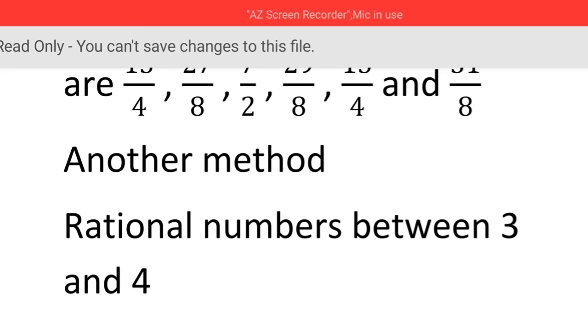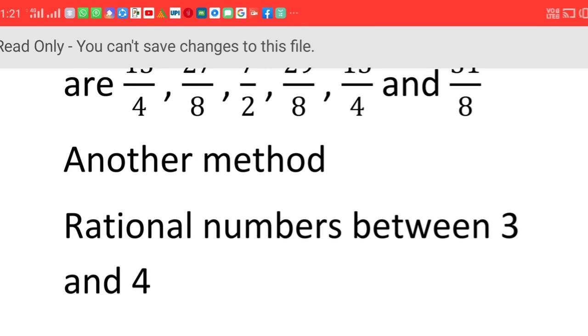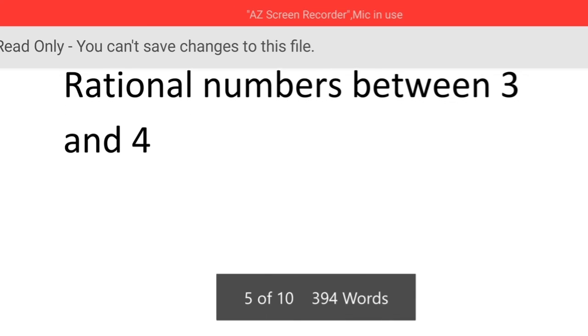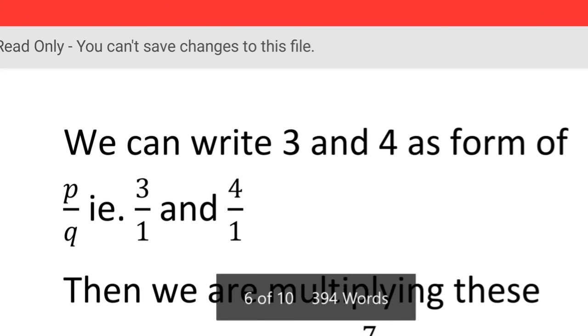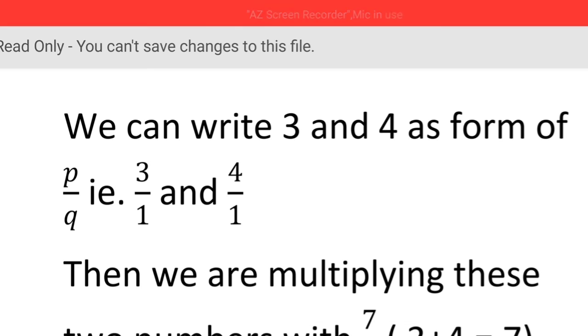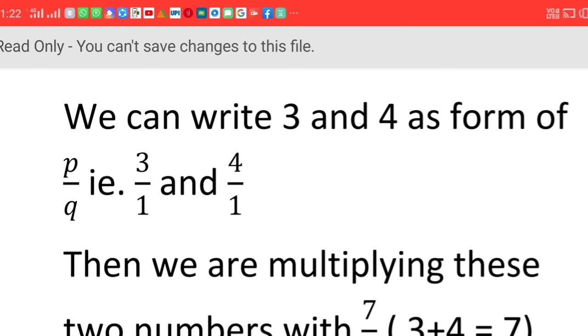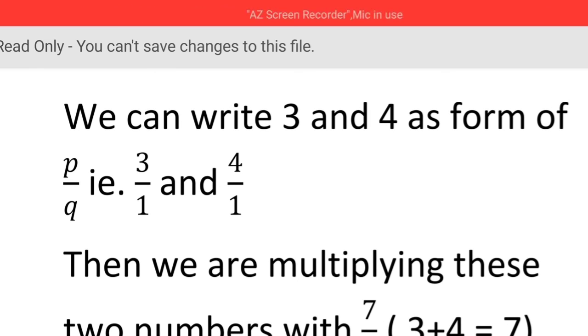I think you will use this method, you can very easily find out the numbers. Look at here. We can write 3 and 4 in the form of P by Q. That is 3 by 1 and 4 by 1. We can write 3 as 3 by 1 and 4 as 4 by 1. There is no value change. 3 by 1 is the fractional form of 3 and 4 by 1 is the fractional form of 4.